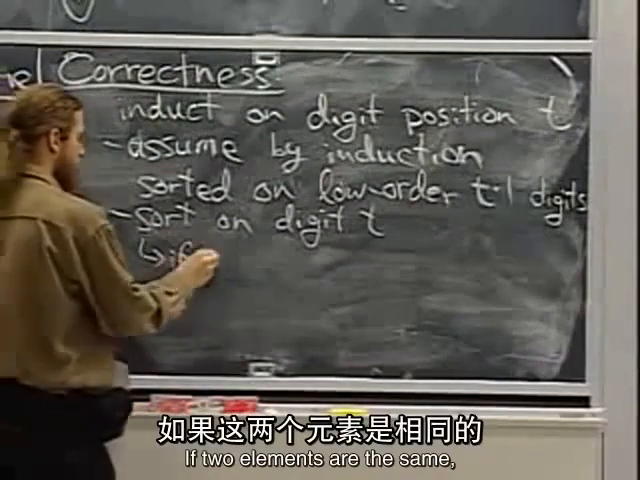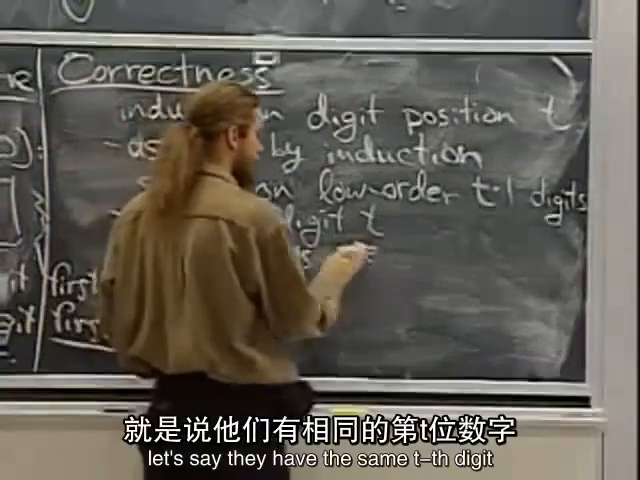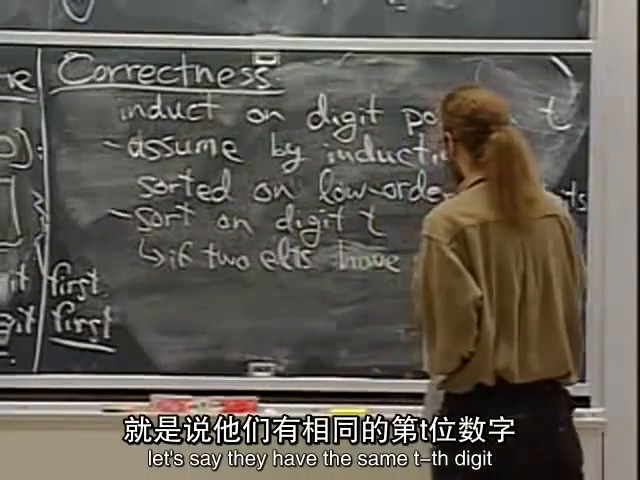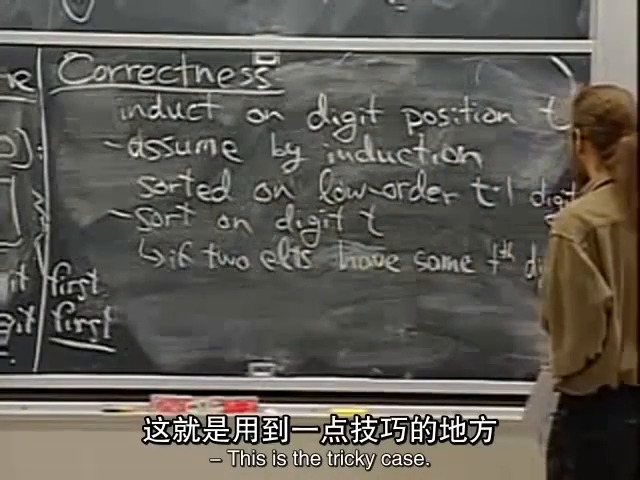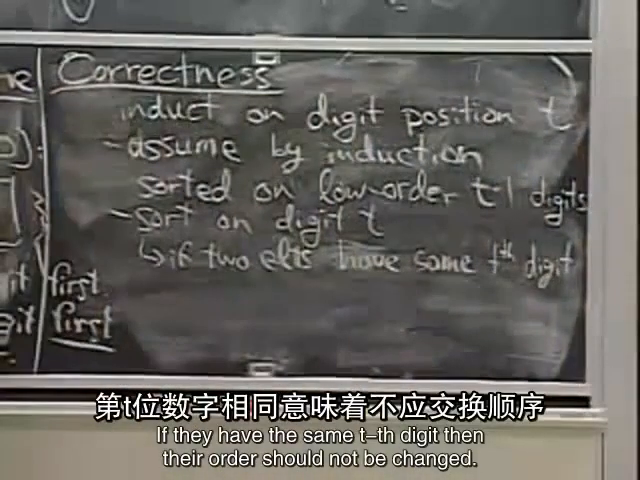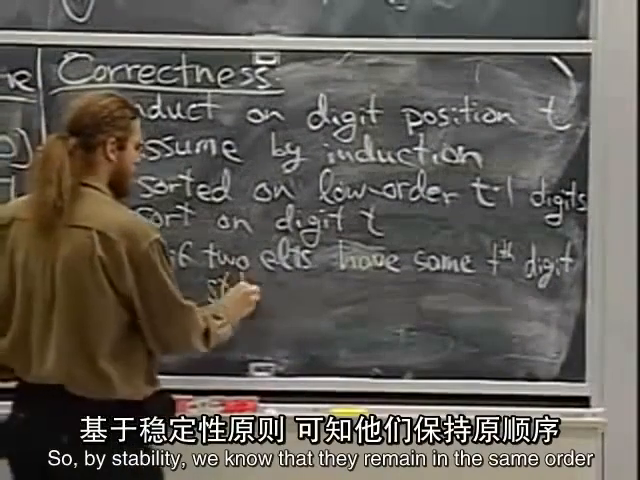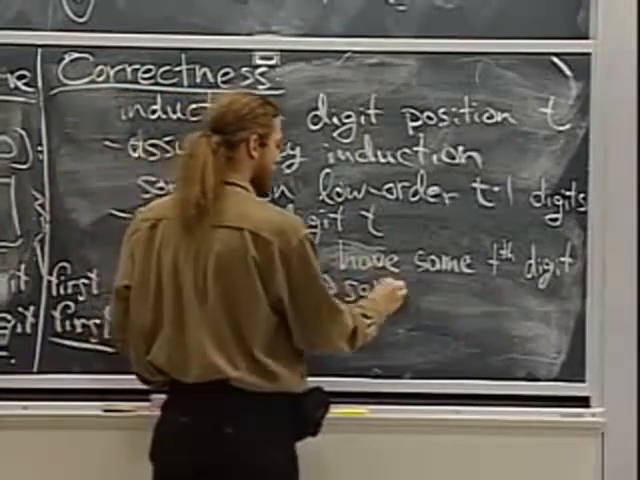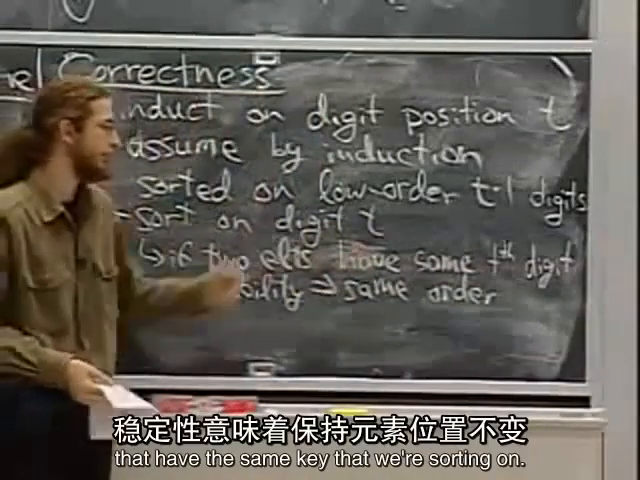So if two elements are the same, let's say they have the same tth digit, this is the tricky case. If they have the same tth digit, then their order should not be changed. So by stability, we know that they remain in the same order, because stability is supposed to preserve things that have the same key that we're sorting on.